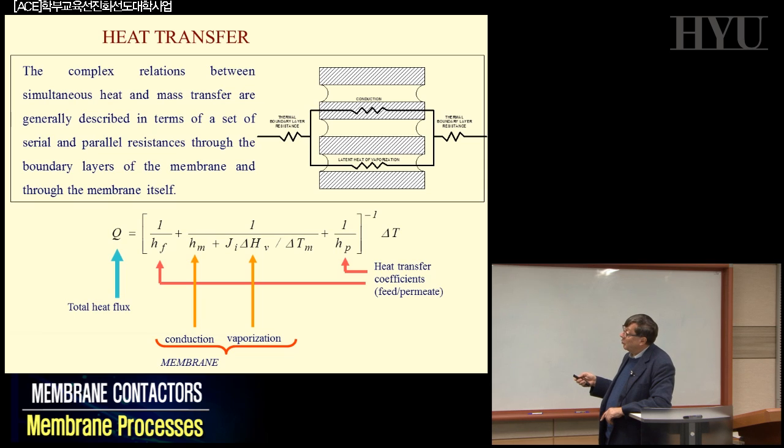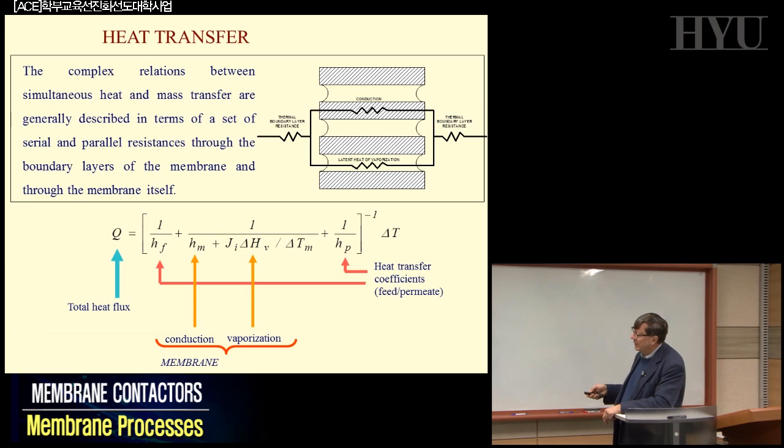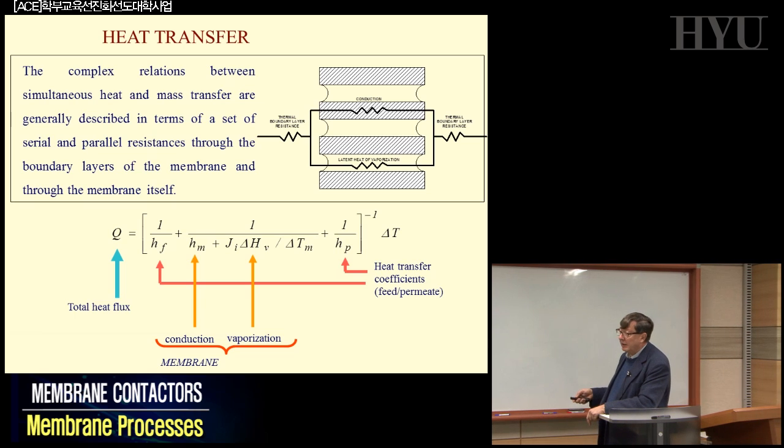What is happening for what concerns heat transfer? Here we have a relationship between simultaneous heat and mass transfer in terms of series and parallel resistances. We can do exactly the same analysis, but when you are going to analyze the total heat flux across your membranes, here is the system.